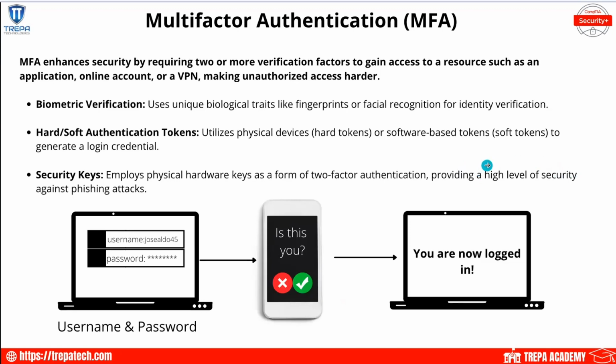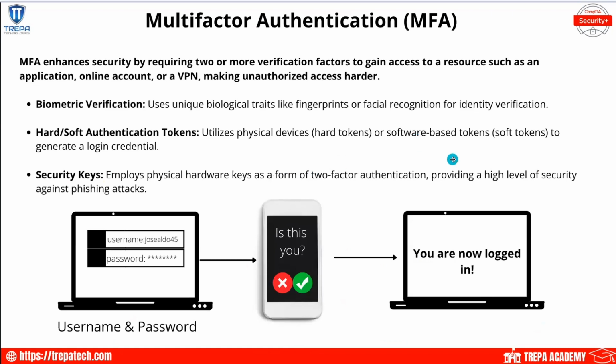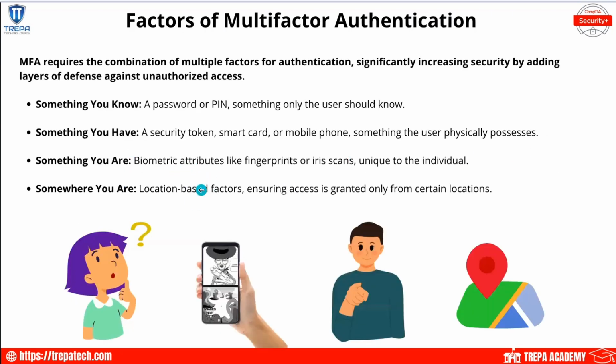Multi-factor authentication. We're going to have those 3 main factors. Let me go back. The 3 main factors are something you know, something you are, something you have. To go deeper with something you are, that's biometric verification. Something you have will be hard and soft authentication tokens and security keys. And you should always be enabling this. Multi-factor authentication should always be used because what's the rule, guys? Never trust, always verify, okay? So here are the major factors.